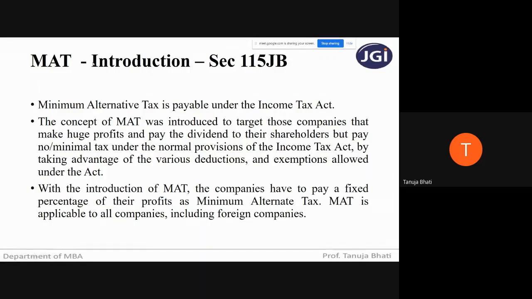So I hope you have understood the background of what is MAT. First of all, MAT is nothing but minimum alternative tax, which is covered under section 115 JB of the Income Tax Act. Second thing, MAT was introduced only to make sure that the companies don't end up paying lesser tax or no tax. And under MAT, the companies are supposed to pay a fixed percentage on their profit as a minimum tax to the government. And MAT is applicable to all the companies, including foreign companies.